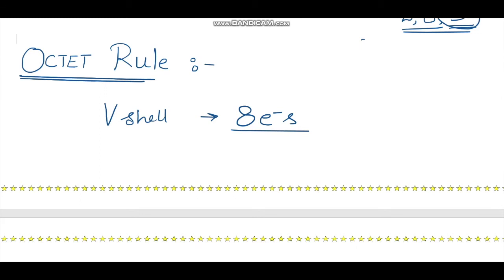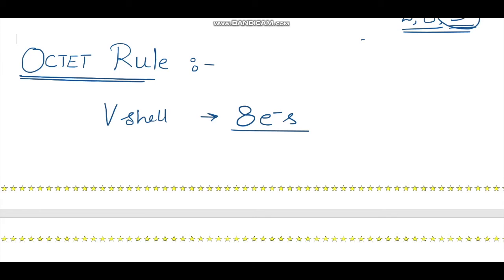If the element has to lose some electrons to get it done, it will try to lose electrons and form an ionic bond. If sharing is possible, it will do some sharing in order to fill the valence shell up to the capacity of at least 8. Octet rule: for every atom or element to be stable, the valence shell should have 8 electrons.